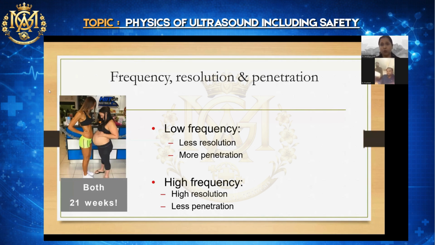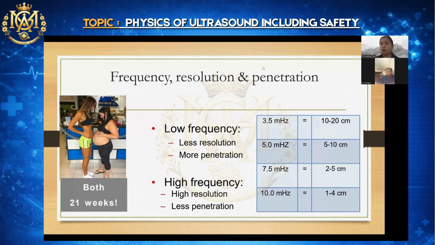If in this lady who is so obese, if you use a high frequency probe, your penetration will be very less, and you may not see your organ of interest. Whatever you want to see, you may not see at all. So you have to decide and choose which probe is best for your patient. In an obese patient, you have to use low frequency. In a thin patient, you have to use high frequency.